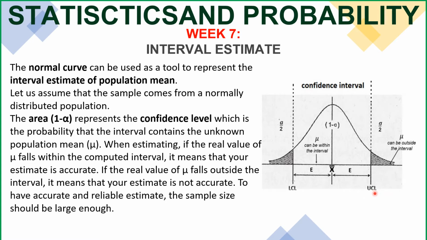Upper confidence limit kasi papunta siya sa positive and papunta naman sa negative is lower confidence limit. So, yung shaded portion na to is our margin of error. So, mu can be within the interval or can also be outside the interval or nasa margin of error siya. So, paano kapag nasa loob siya or within the interval siya? What does it mean? So, it means that your estimate is accurate.